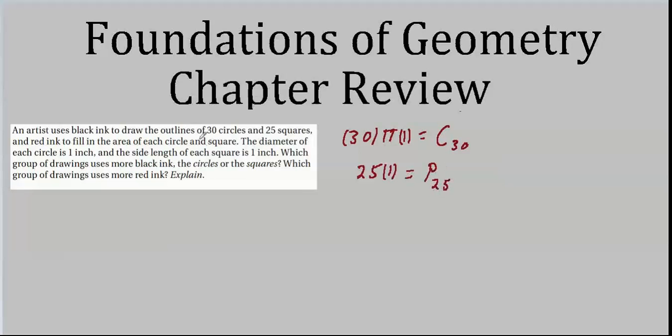Which uses more black ink to draw the outline? Well, I don't see why we even need to work it out right now. 30 is bigger than 25. We know that right off the bat. Pi is 3.14. So if pi was only 3, this would be 90 and this would still be 25. So we don't even have to do any arithmetic to figure out that the perimeter around the 25 squares is definitely less than the total of the circumferences around those 30 circles.